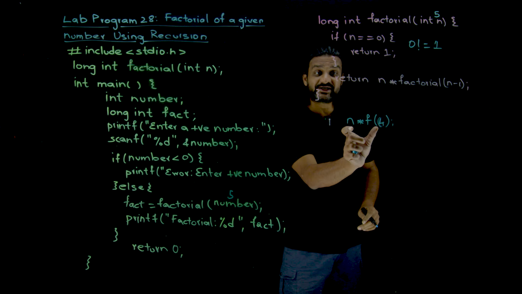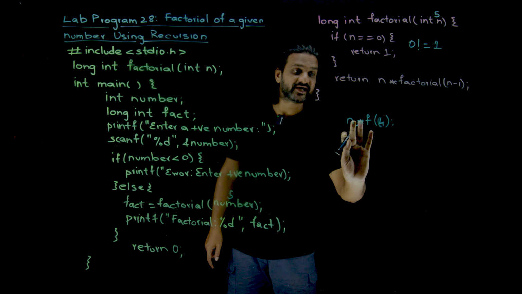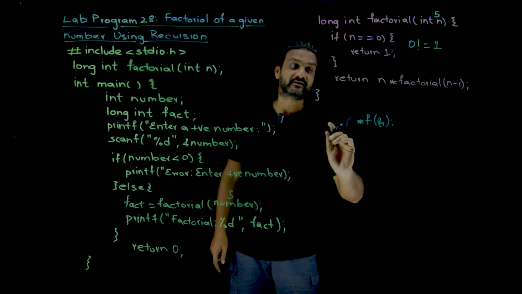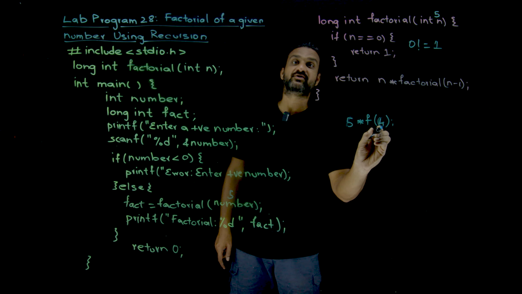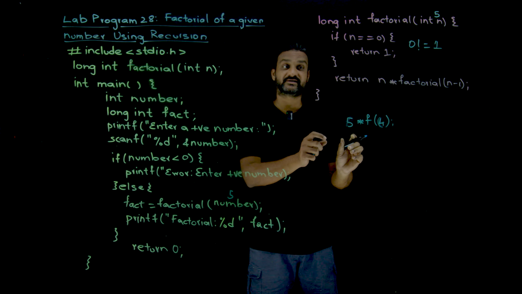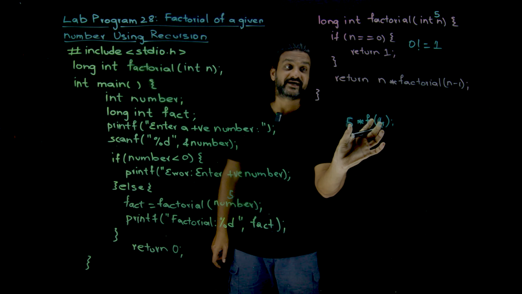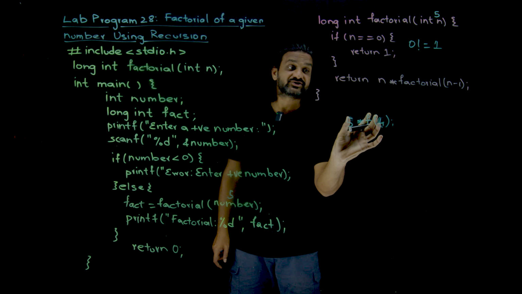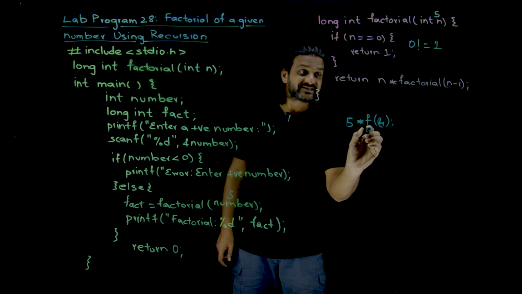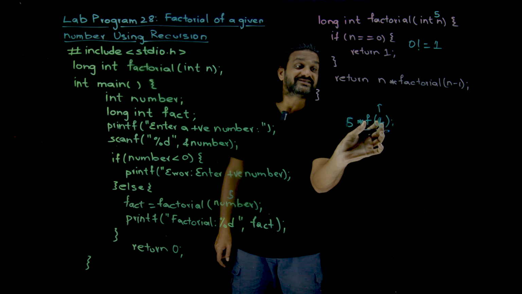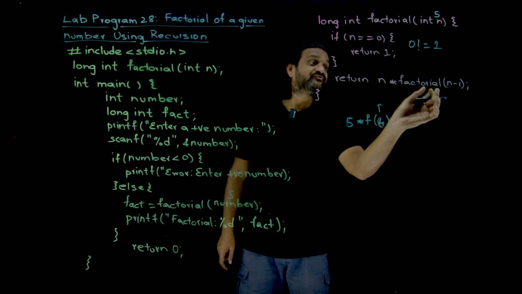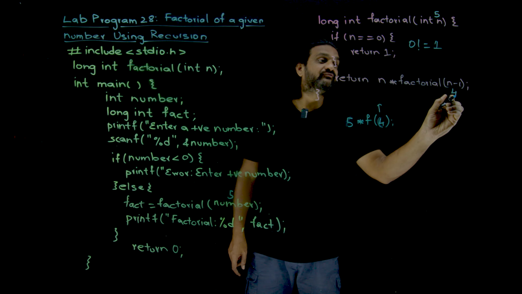Now this multiplication is not yet done. Here the value of n is 5 and f of 4 has been called. Try to understand this. This is not completed, so this return value is not completed. In this step, we made a recursive call. So what is this recursive call? Calling this function again with a value of 4.